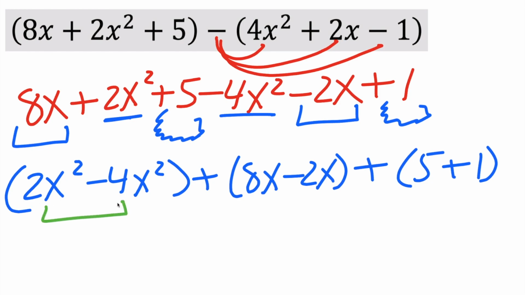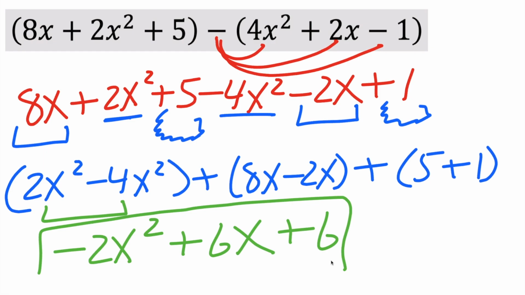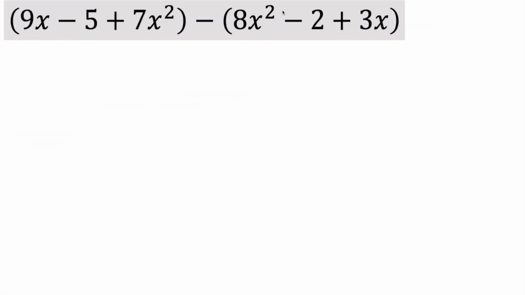So 2x squared minus 4x squared, 2 minus 4 is negative 2. They both have an x squared, so negative 2x squared. 8x minus 2x is positive 6x. And 5 plus 1 is 6. And this right here is our final answer. Now we'll do the next problem, but if you want to pause the video and attempt it, feel free.